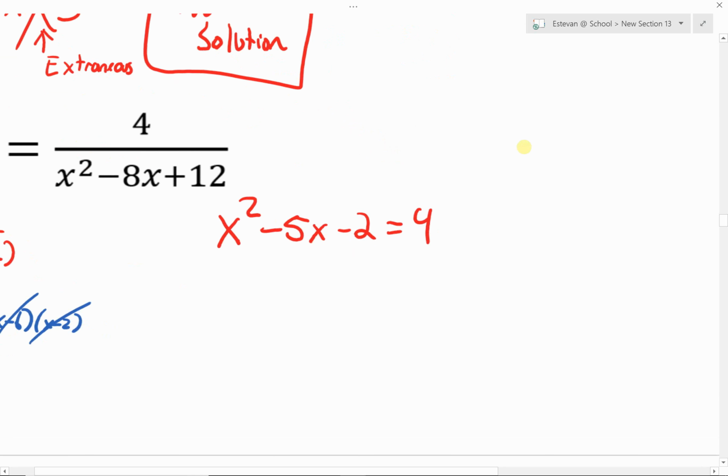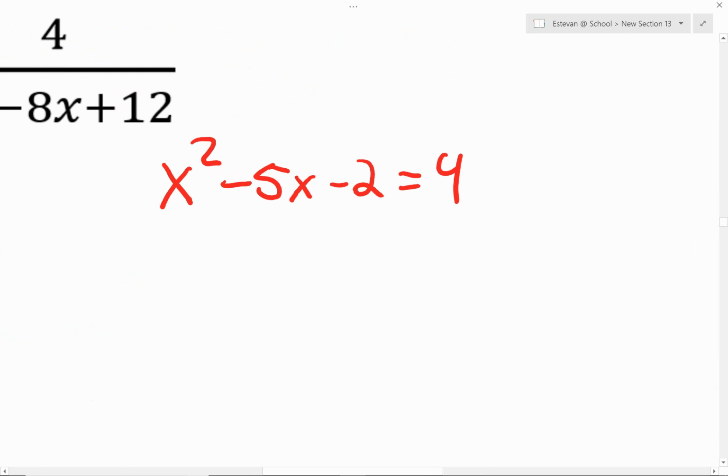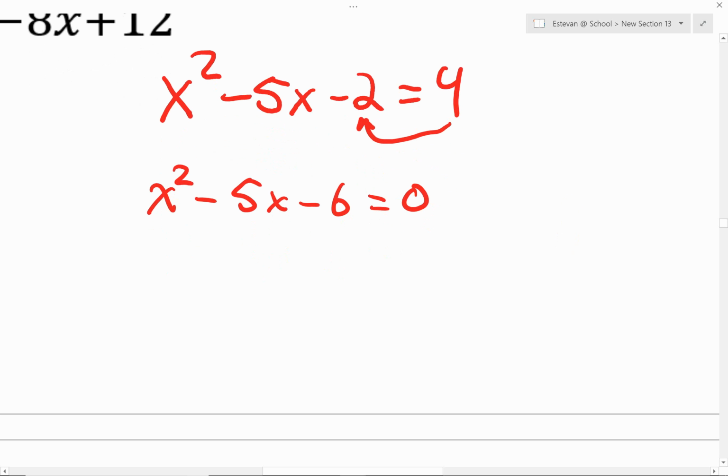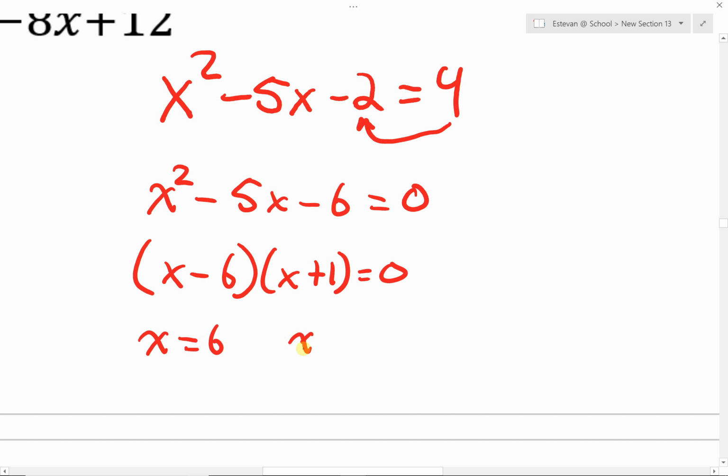Alright, zooming in here, and I'm going to subtract the 4, move it over, so that leaves me with x squared minus 5x minus 6 is equal to 0. Factor. When I factor it, it turns out to be x minus 6 times x plus 1 is equal to 0. So that means x is equal to 6, x is equal to negative 1.